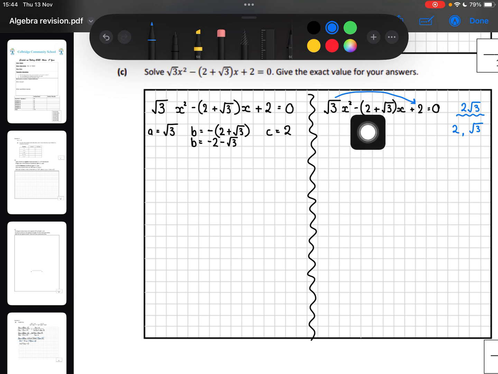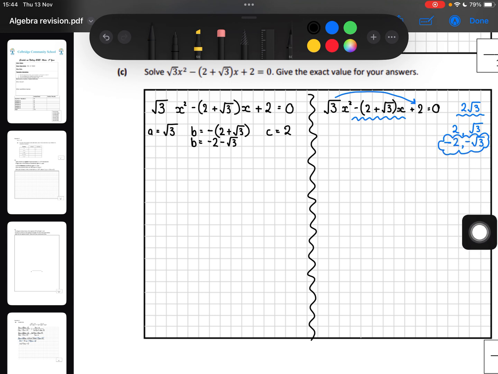Again, if it's really confusing, you can change that minus to being a plus and put the minuses inside. So what I actually have here is a minus 2x and a minus square root 3x, which are the two things that I need. Either a 2 and a square root 3, or a minus 2 and a minus square root 3. This is the one I'm going to use because of the minus outside the bracket. So I'm going to rewrite this middle part with those two.